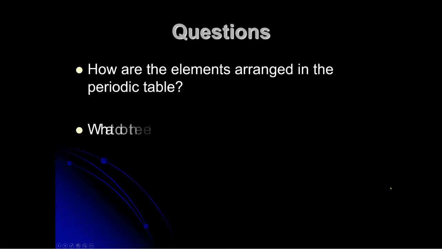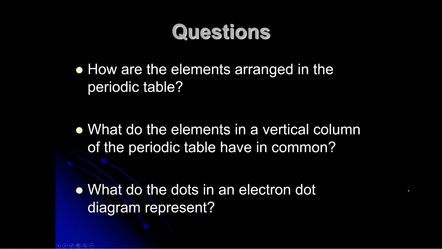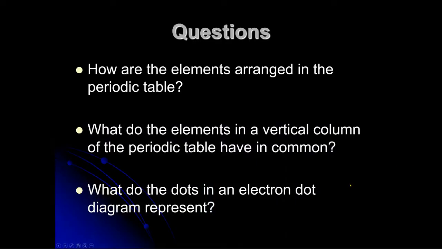Questions. How are the elements arranged in the periodic table? They are arranged according to their atomic number. What do the elements in a vertical column on a periodic table have in common? They have the same number of valence electrons: 5, 6, 7, 8, 3, 4, 1, and 2. And what do the dots in an electron dot diagram represent? They represent valence electrons.